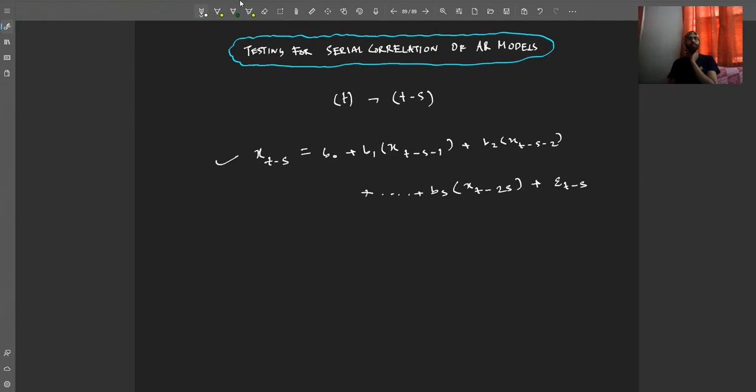The second equation is we try to estimate the value of xt. Xt is equal to b0 plus b1 xt minus 1 plus b2 xt minus 2 plus bs xt minus s plus error for the variable equation of xt. Now we have these two error values, friends. Error t minus s, error t.